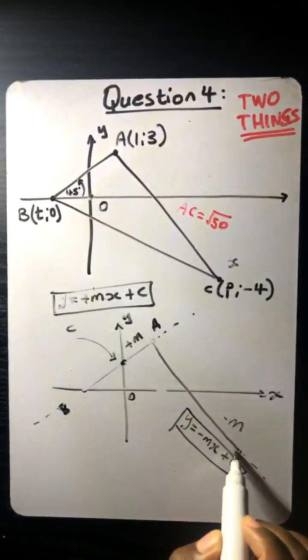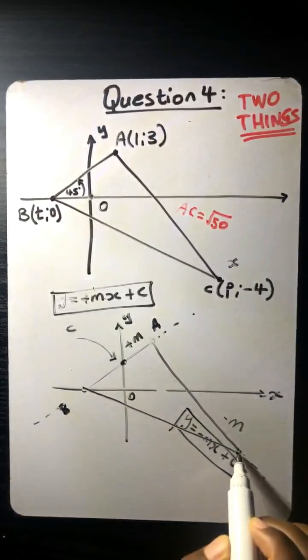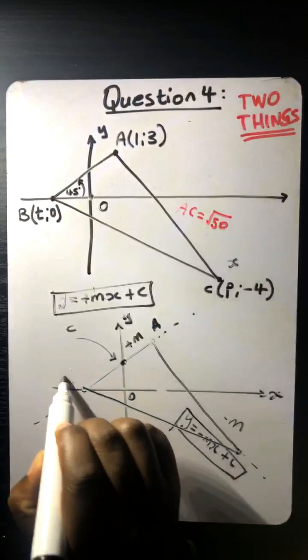Okay, lastly, what about this line? So similarly, if you extend this line, you can see it ends in the second quadrant.